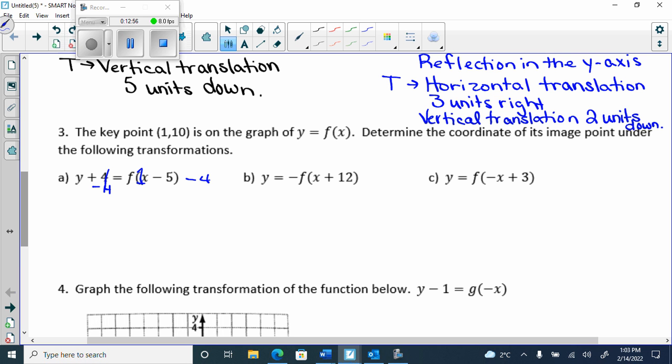So my mapping is going to be x, y becomes, I have a horizontal translation 5 to the right, so I'm going to go x plus 5. And I have a vertical translation 4 down, so I'm going to go y minus 4. And then I can just plug in 1, 10. And I get 1 plus 5, comma 10 minus 4. And I get 6 and 6.